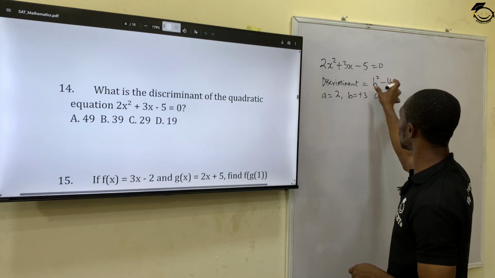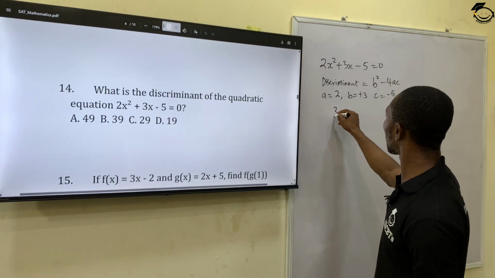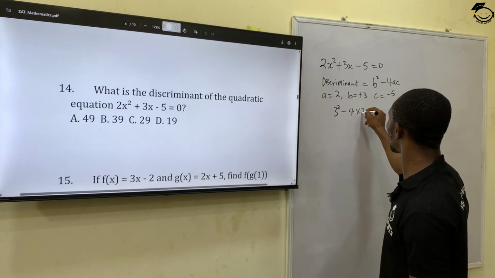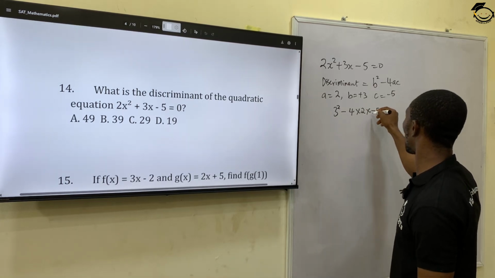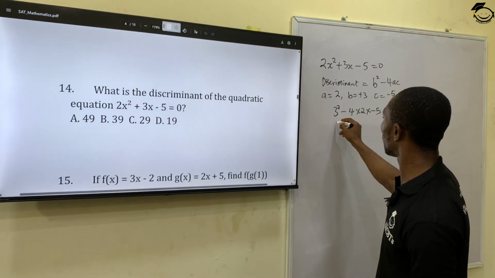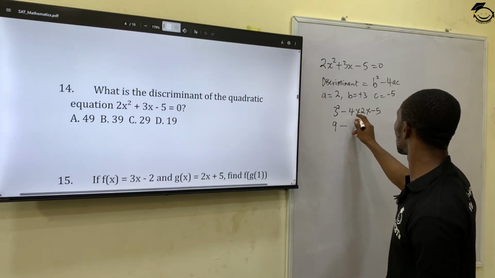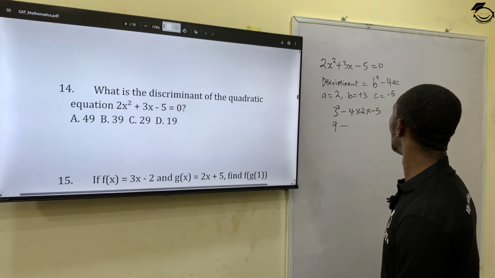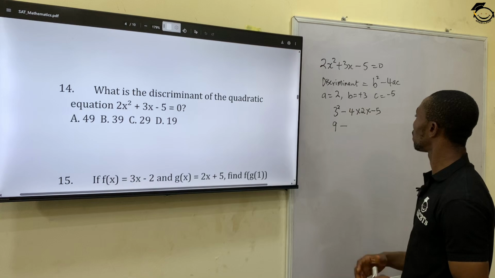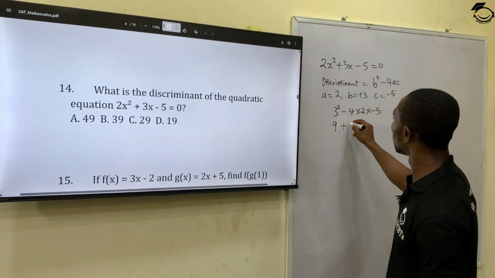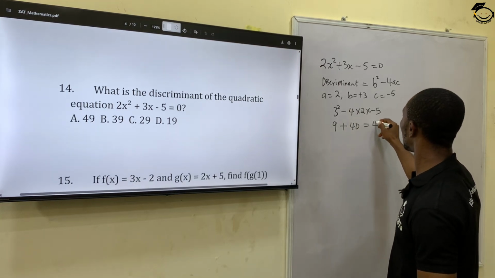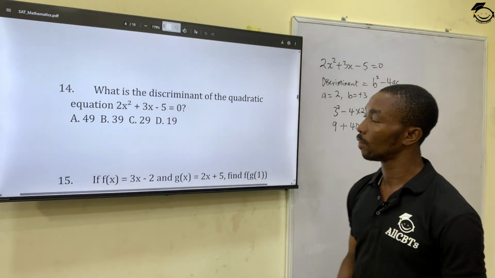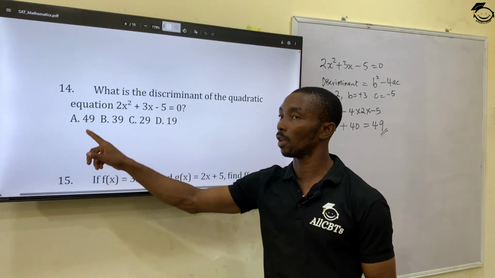So inputting it into this formula, we have 3 squared minus 4 times 2 times minus 5. So 3 squared will give us 9, minus 4 times 2, 8, 8 times 5, 40, minus times minus plus. So this gives us 49. So the discriminant of our equation will be 49, which is option A.